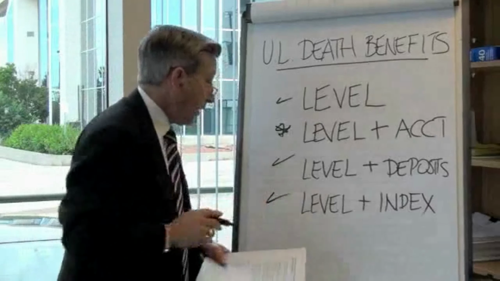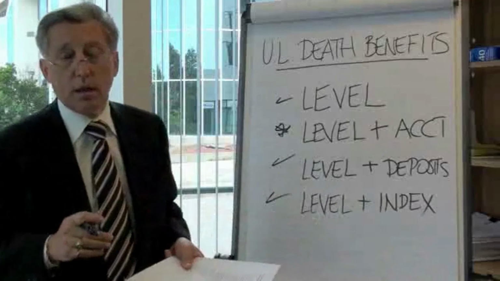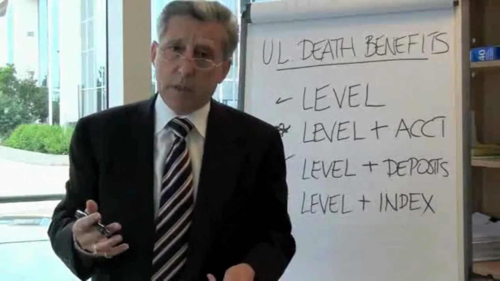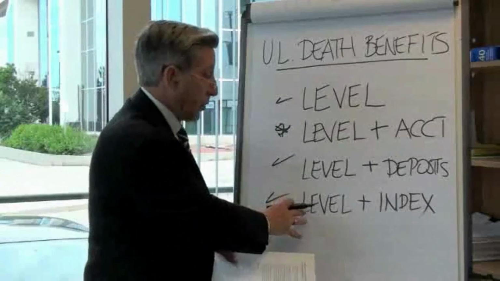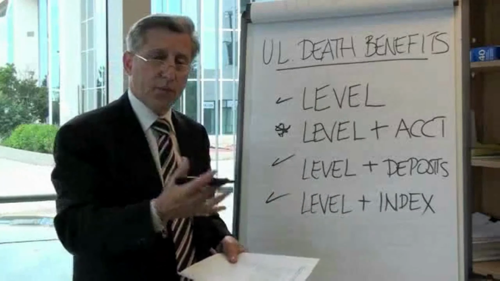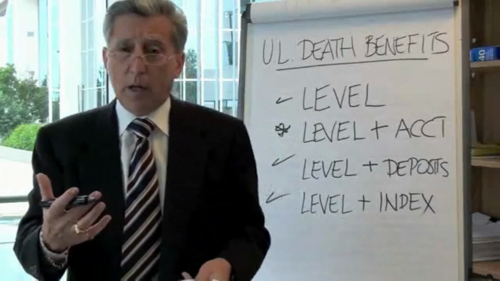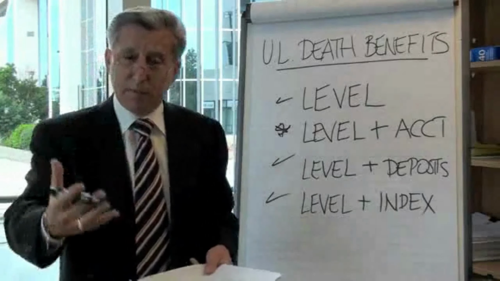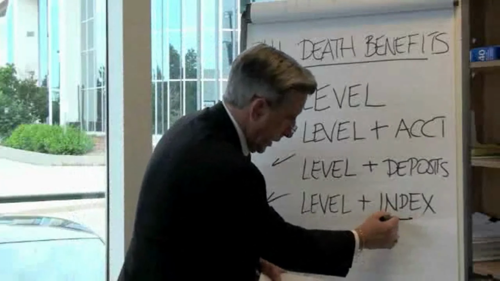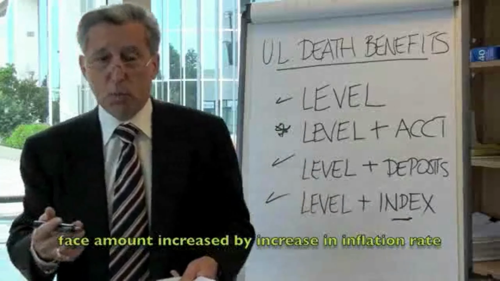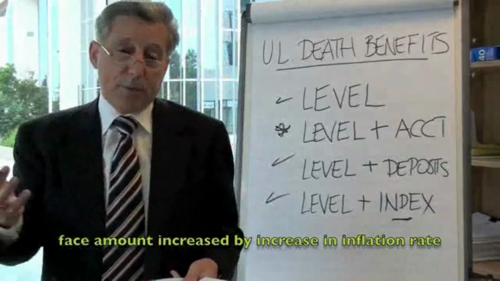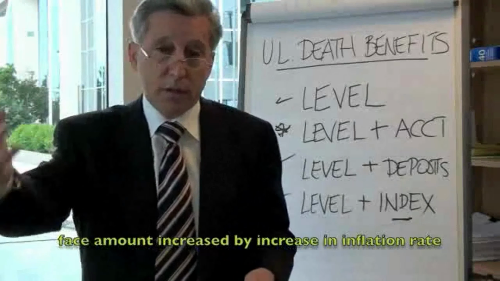The last one, which is probably the one that's least used because of the cost of the insurance here, is what we call level plus indexing. This is really for the individual who's basically saying, I'm concerned about the purchasing power of my $500,000 because of inflation and everything. So therefore, I want you to index it. In other words, go according to the consumer price index, or perhaps a predetermined number, 3%, 4%, and so on and so forth.